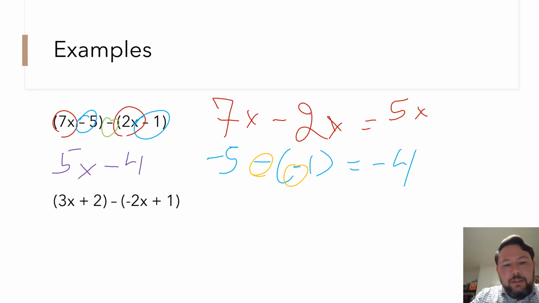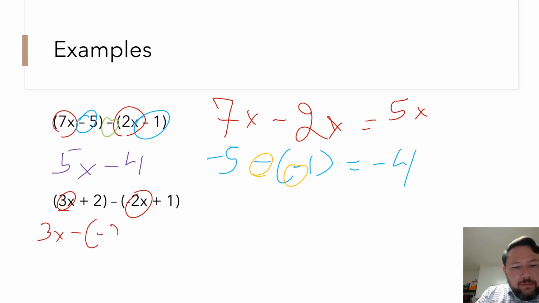Okay, let's try our second one. 3x plus 2 minus negative 2x plus 1. Again, like terms, our x's. This time we have a negative 2x, so we're going to write 3x minus negative 2x. Just like we did up here, we're going to treat that as a positive, 3x plus, those two negatives cancel each other out. So that is going to end up being 5x. That's positive 5x.